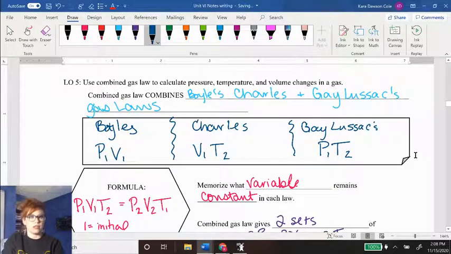Okay, so this is learning objective 5. Use combined gas law to calculate pressure, temperature, and volume changes in a gas.